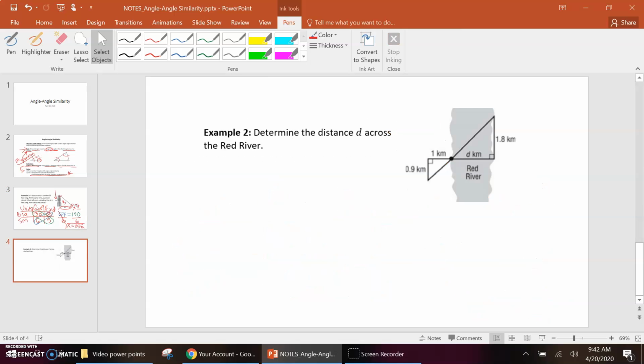Determine the distance D across the Red River. So this little line here is the line you're trying to find. So if my triangles are similar, I can set up a proportion. Well, they each have right angles, okay? And here's kind of your other teaching. This line here and this line here are parallel to each other. And then this right here is acting like a transversal.